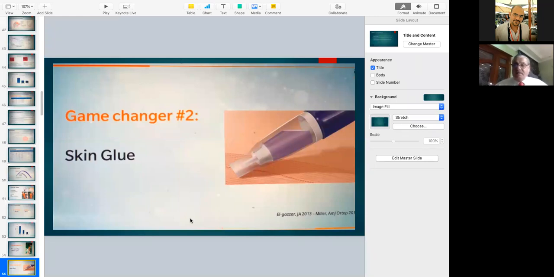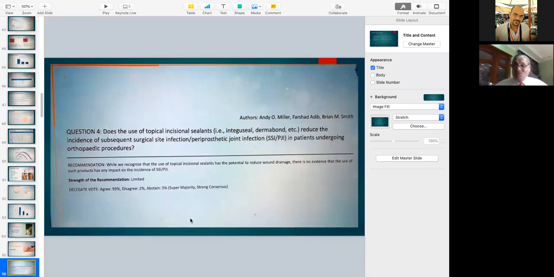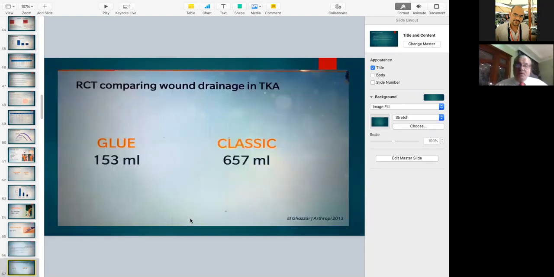The second thing, there are some companies now with glue. Glue is not related to PJI, but it reduces wound complications. And whenever there is a reduction in wound complications, this means a reduction of SSI and PJI. There is also a study showing that when you use glue, the drainage was 153 to 155, in comparison to classic suture, where it was about 650.